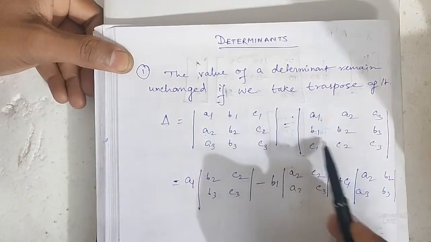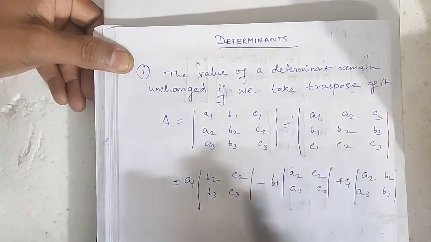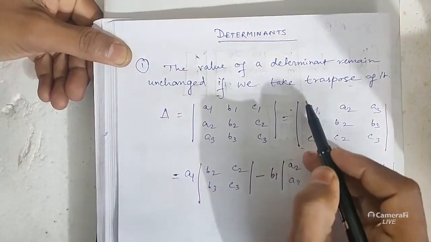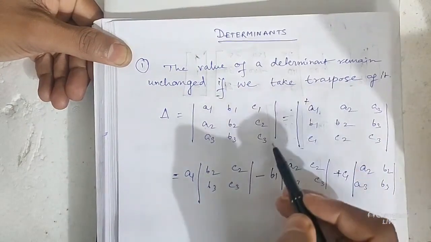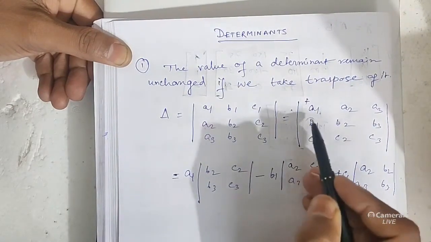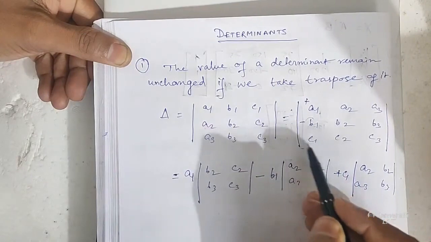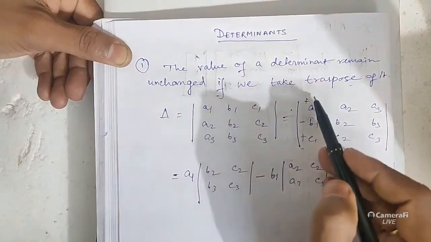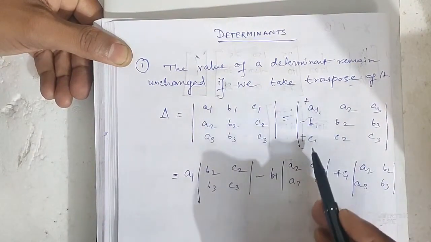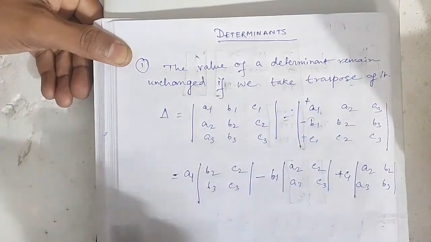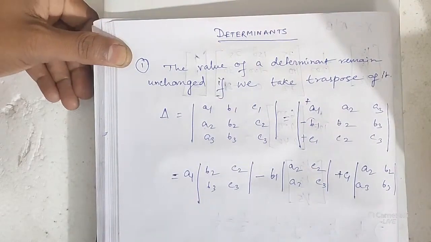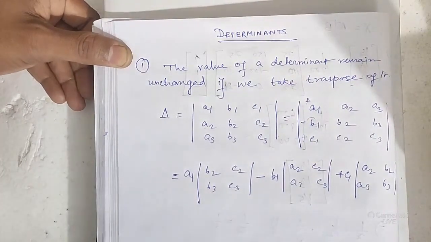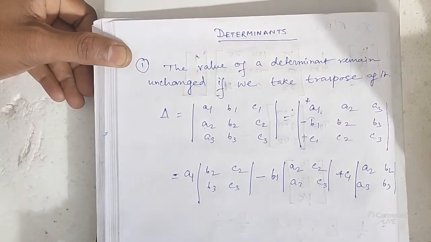In the same way, if you find the value of this determinant, the same value will come. Why? Because the sign of this element is plus, the sign of this element 2 1 is also minus, and the sign of 3 1 is also plus. So if you take this column and expand through this column, the same value you will get. Is it clear?